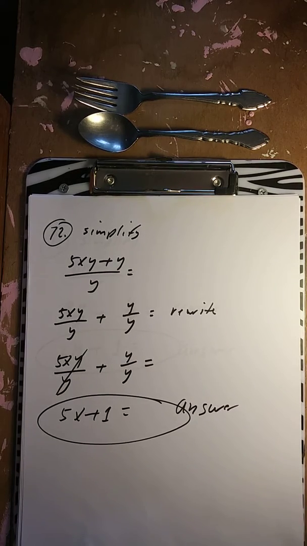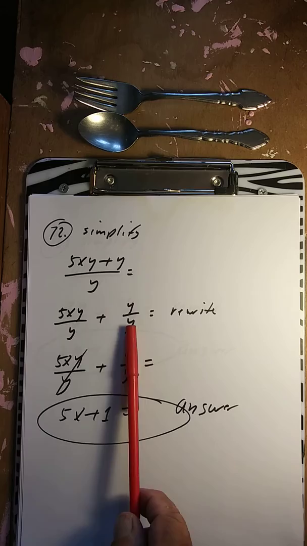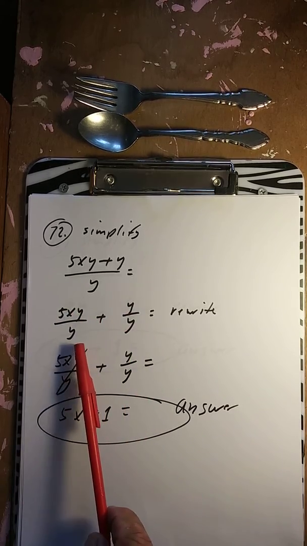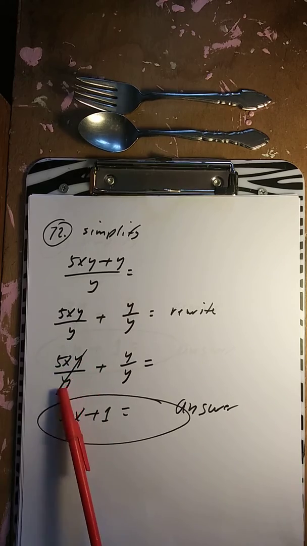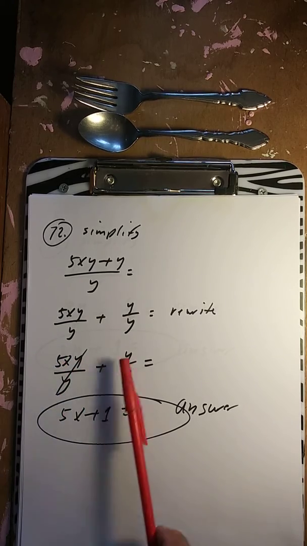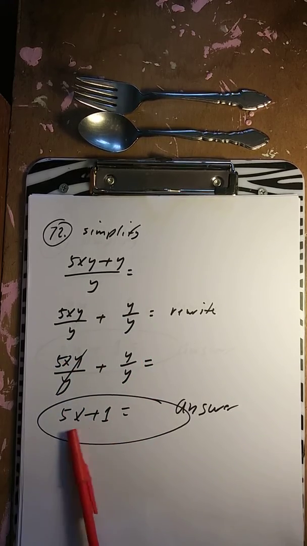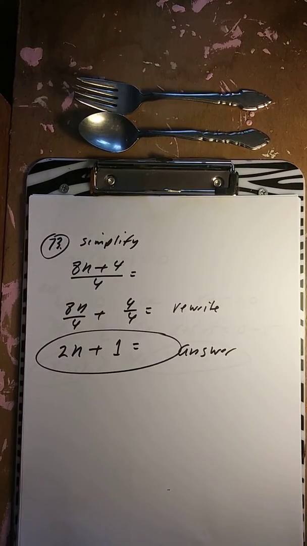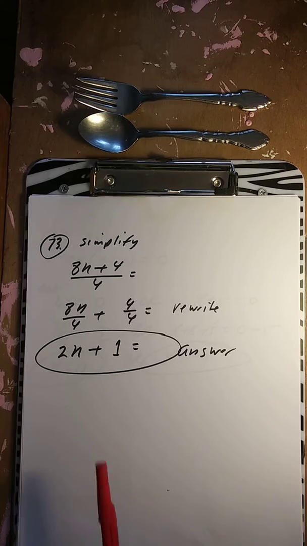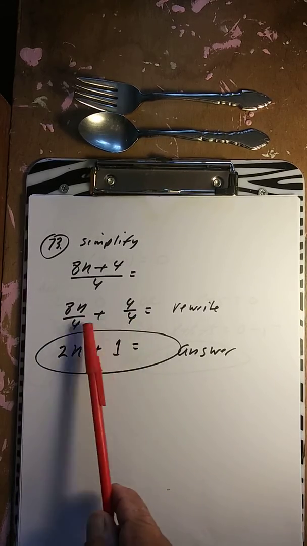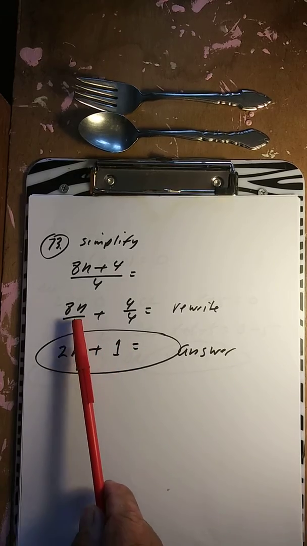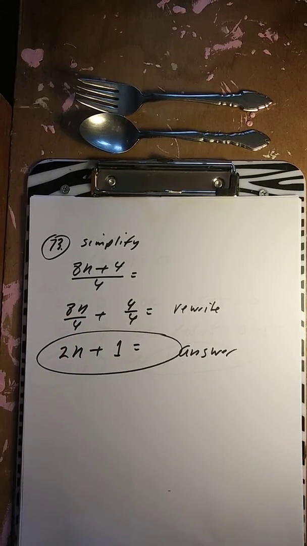5xy plus y over y. Break it into two fractions. So we have 5xy over y, y over y. So now here the y's cancel. And we have 5x, and then y over y is a 1. So 5x plus 1. 8n plus 4 over 4. Break it up into two fractions. 8n over 4, 4 over 4. 4 over 4 is 1. 4 divides 8, 2. So 2n plus 1.